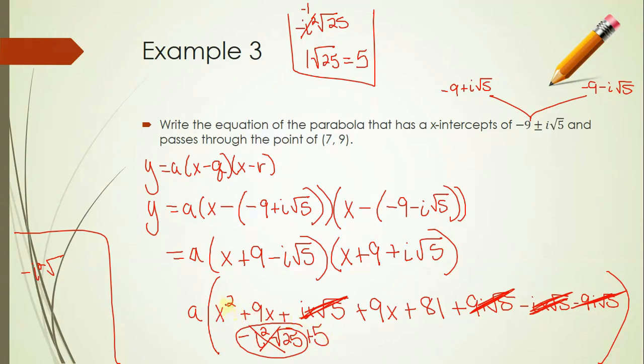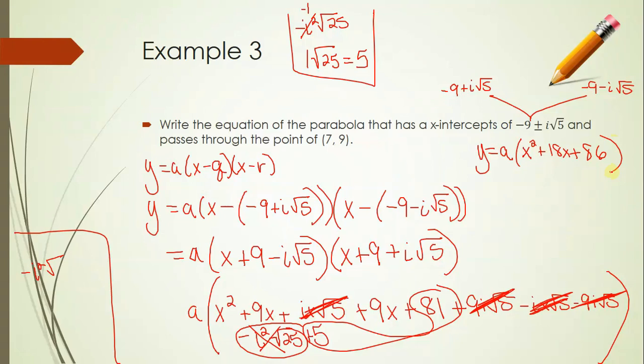So let's combine what we know. We've got x squared plus 9x plus 9x. So y equals, we still have that a sitting out there, a times (x squared plus 18x plus 86). There we go. And we're not fully done yet. We have to plug in our point (7, 9) so we can find our a. So 9 equals a times (7 squared plus 18 times 7 plus 86).